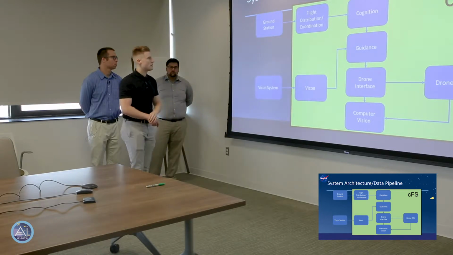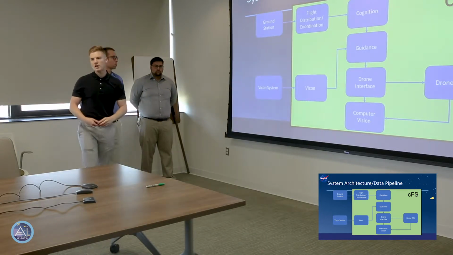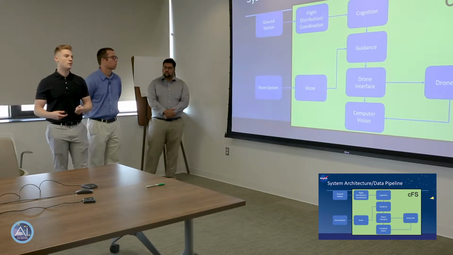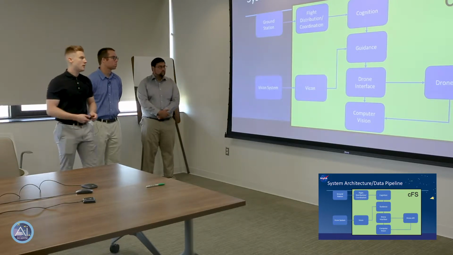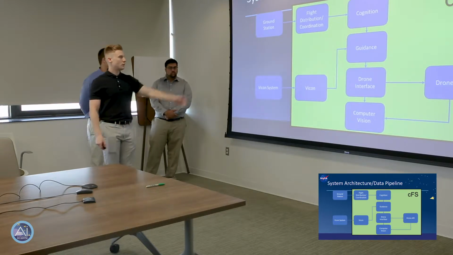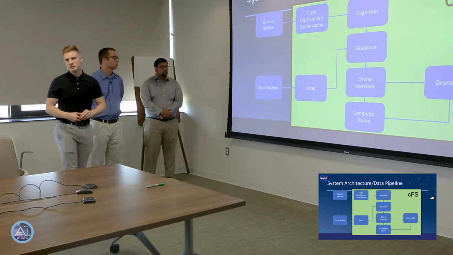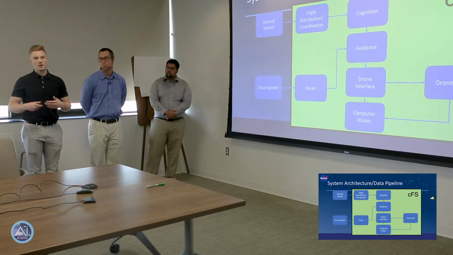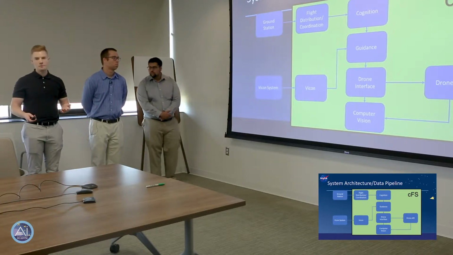into CFS, and at that point we have a flight distribution and controls the coordination of the actual drones and to distribute it the way we want them to. From there, it moves on to an app called Cognition, and what Cognition does is it basically has a high-level view of what the drone's particular job is to do.